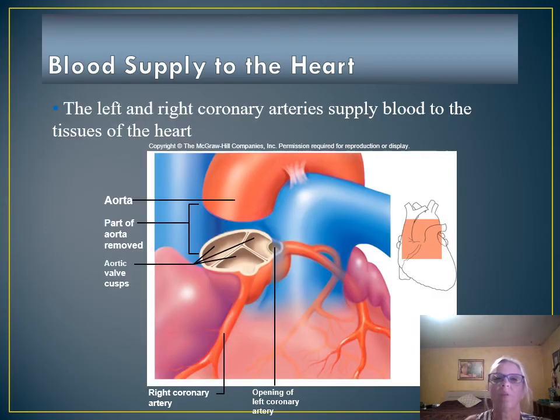All right, so the blood supply to the heart. The aorta branches to the right and left coronary artery, and these are going to be superior to the aortic valve. So the left and right coronary arteries are what supply blood to the tissues of the heart itself. These supply the heart itself.